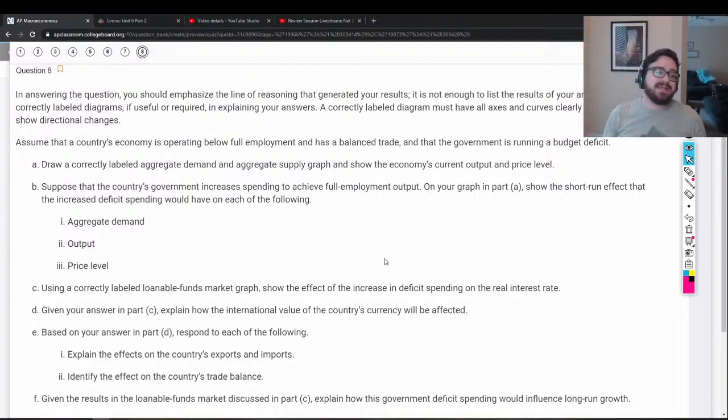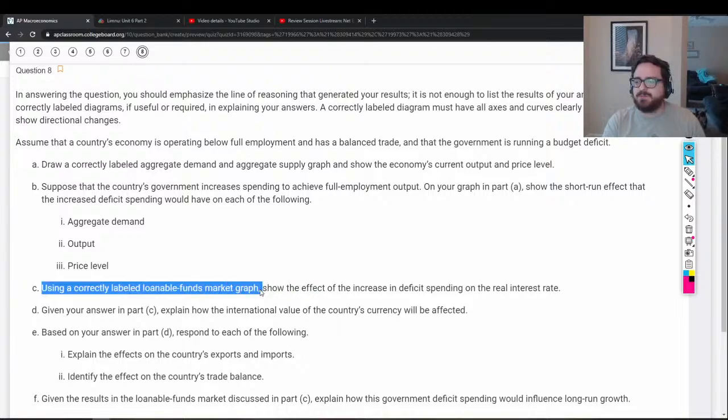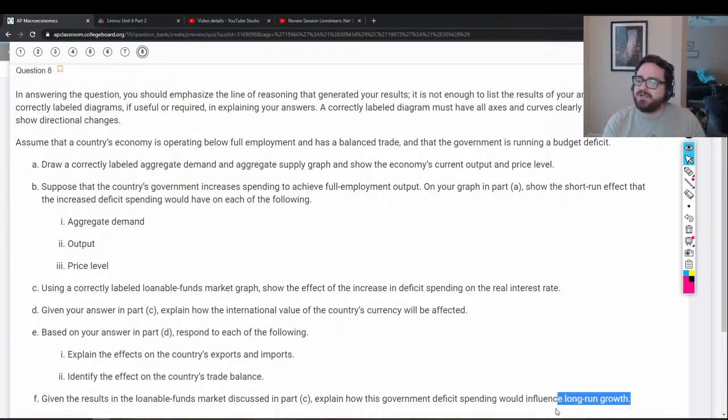That's a freaking long time for not an essay. For a non-essay based question, that is a lot. And what you might realize in looking through it, and I'm just going to do a quick little scan of this question: I see draw an aggregate demand supply graph. I see correctly labeled loanable funds market graph. I see value of a currency. I see trade balance. I see long run growth.